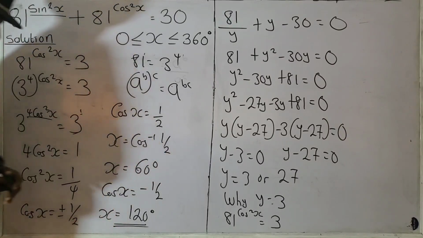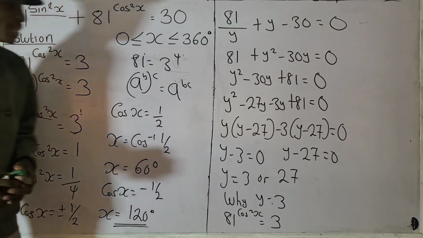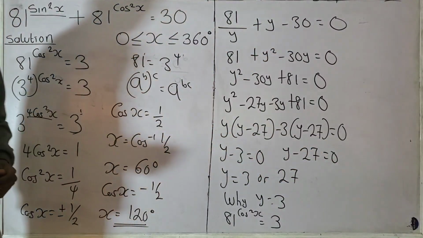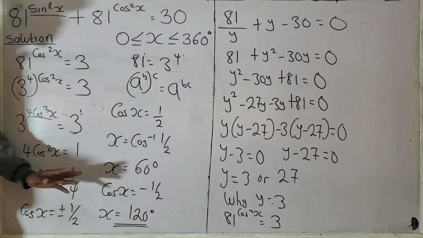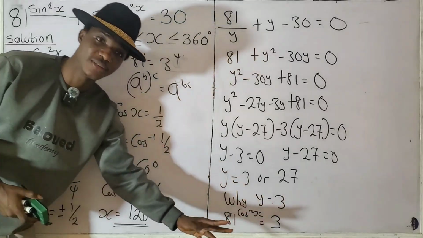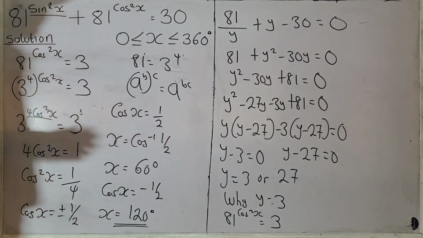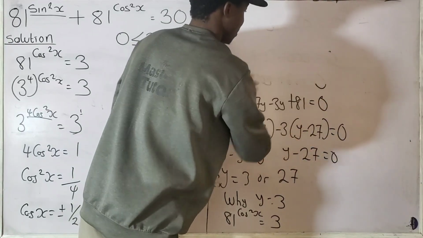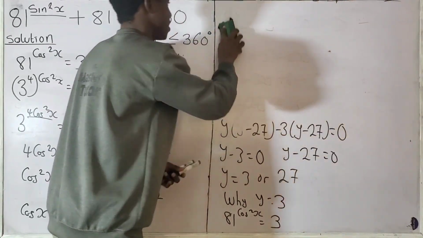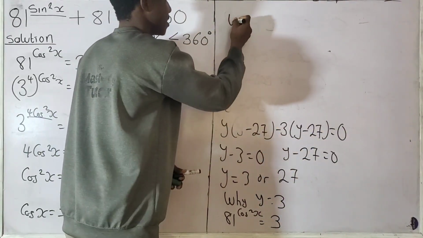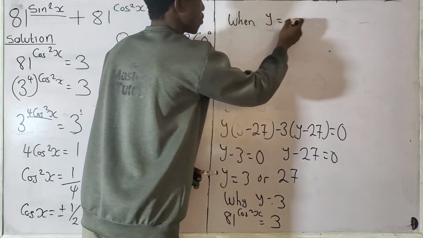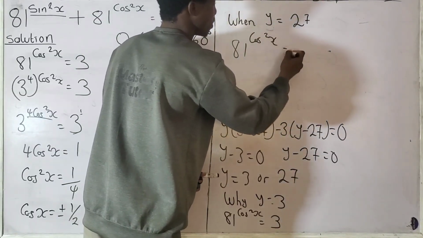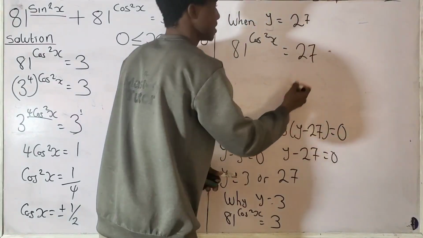Now, let us solve for the value of x when y equals 27. These values of x are for when y equals 3. Are you following? We are still going to obtain the value of x when y equals 27. So, okay, when y equals 27, 81 raised to the power of cos square x will be equal to 27, right?